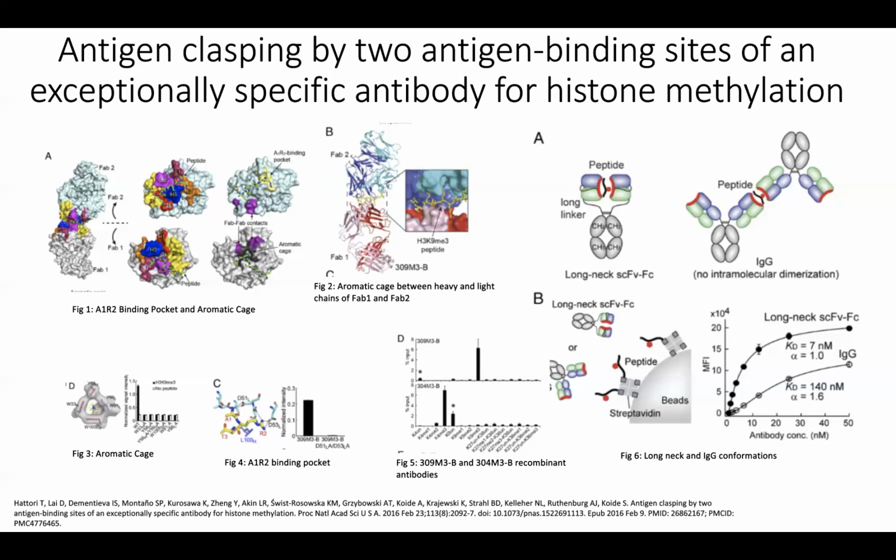Usually, there's no intermolecular dimerization. So as seen in figure 6 here, we have a regular IgG or immunoglobulin structure, where the two binding sites don't come together to clasp an antigen.